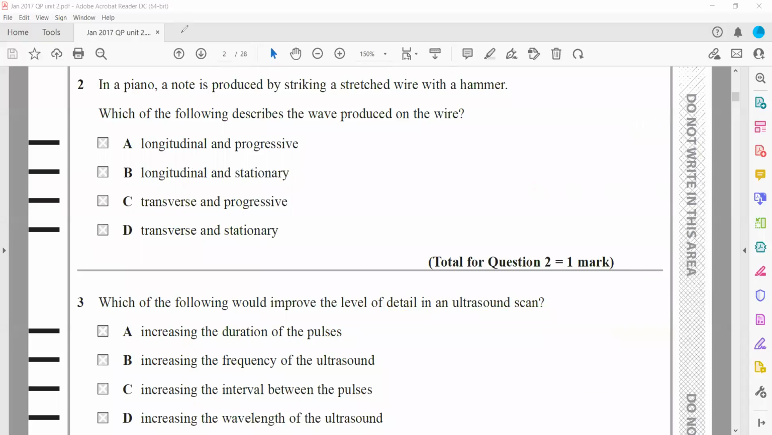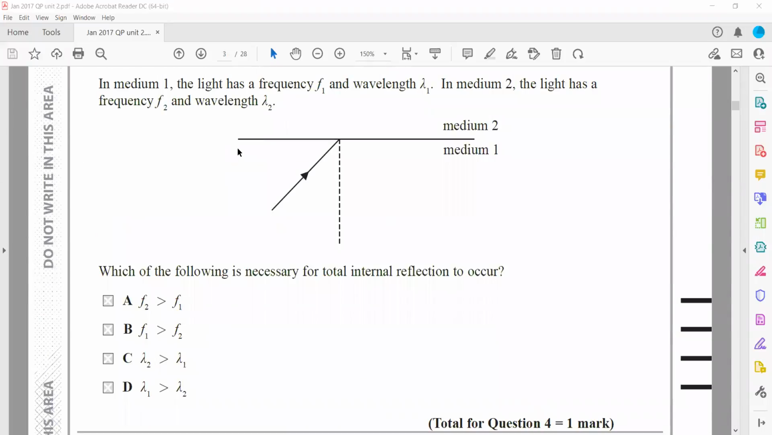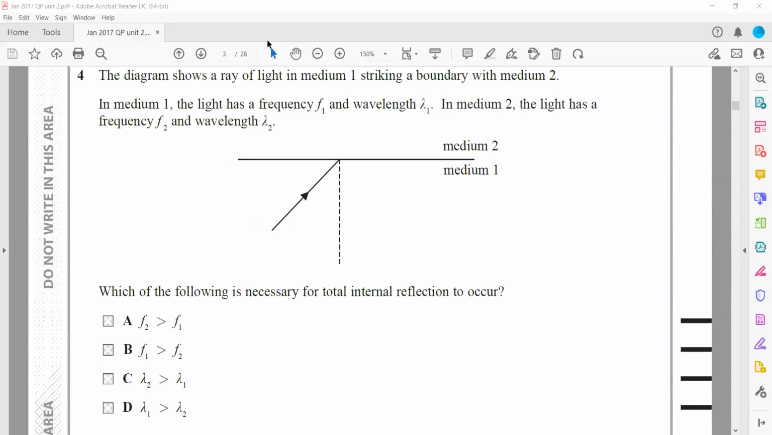The next question, question 4. The diagram shows a ray of light in medium 1 striking a boundary with medium 2. In medium 1, the light has frequency f1 and wavelength lambda 1. In medium 2, the light has frequency f2 and wavelength lambda 2. Which of the following is necessary for total internal reflection to occur?